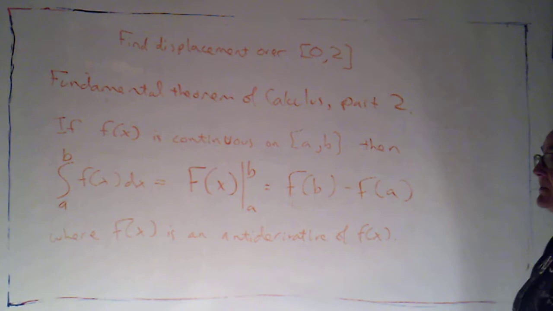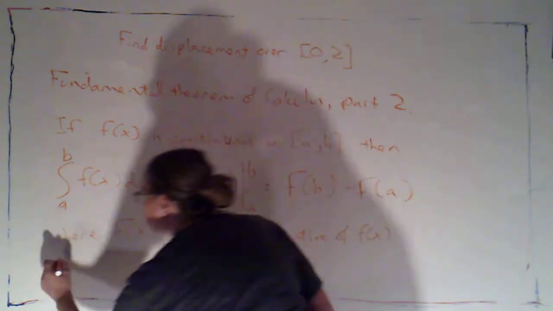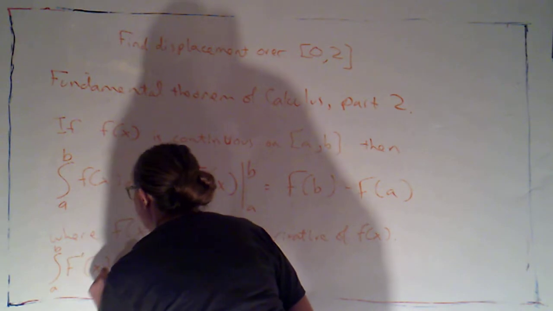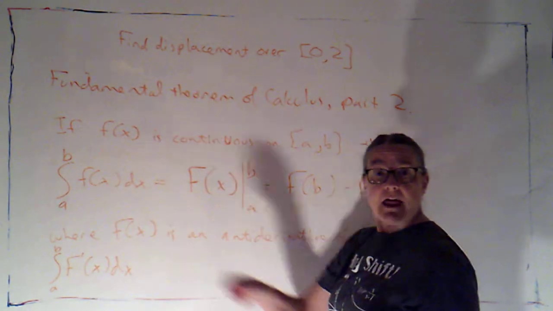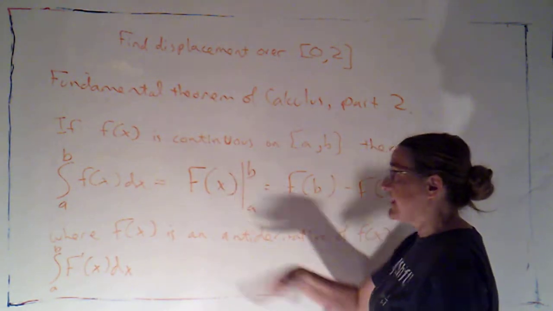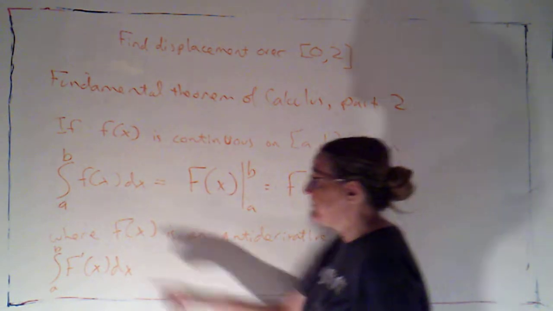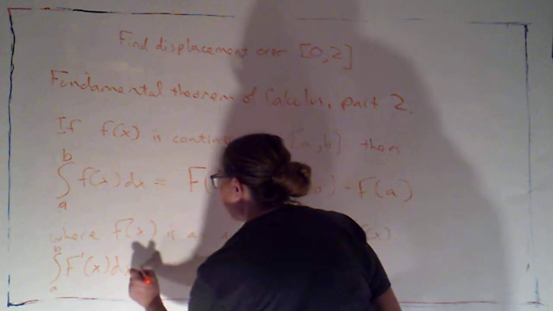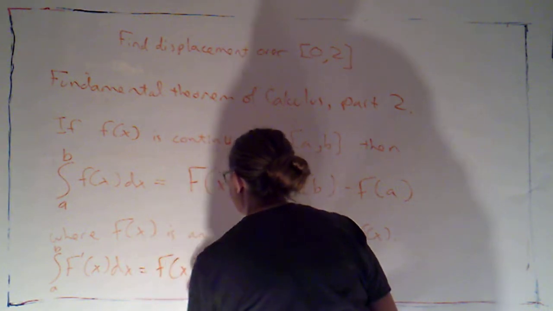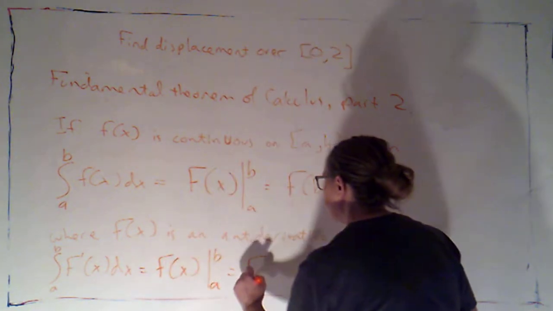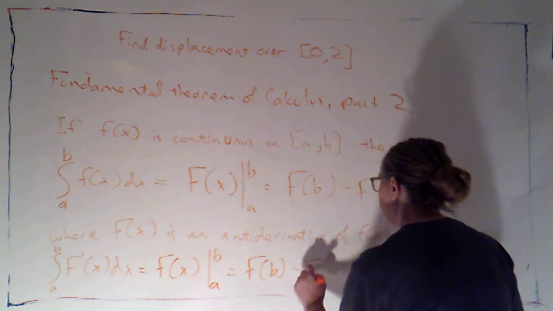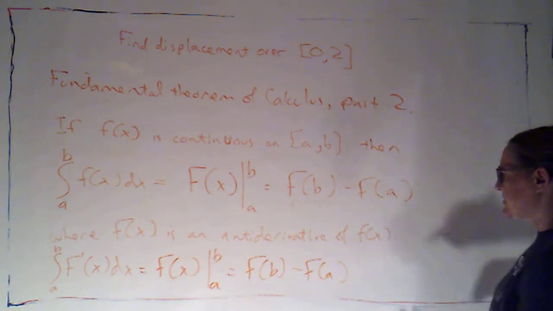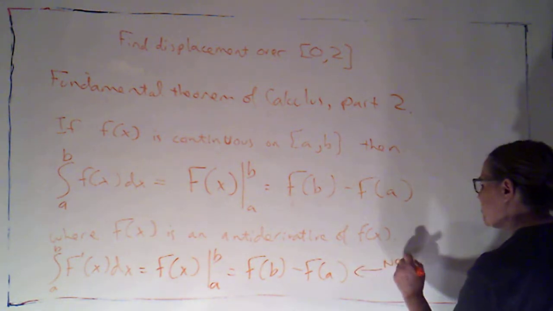Now that's the fundamental theorem. The book also restates this as the integral from a to b of big F prime of x dx, because that's what little f would be. If big F is an antiderivative, little f is just the derivative of big F, and this is just F of x evaluated between b and a, which is F of b minus F of a. Okay. Phrased this way, the book calls this the net change theorem.